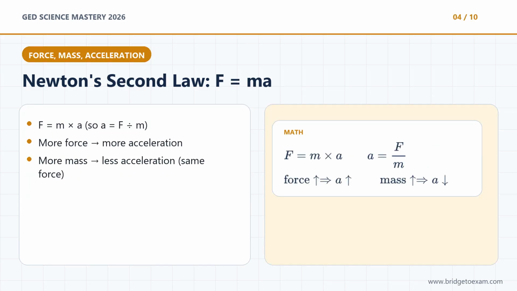Newton's second law is the workhorse formula: force equals mass times acceleration, written F equals ma. Rearranged, acceleration equals force divided by mass. Read what it tells you. For a given object, more force produces more acceleration. Push harder, speed up faster. And for the same force, more mass produces less acceleration. A heavier object is harder to get moving. This one little equation lets you calculate force, mass, or acceleration whenever you know the other two.